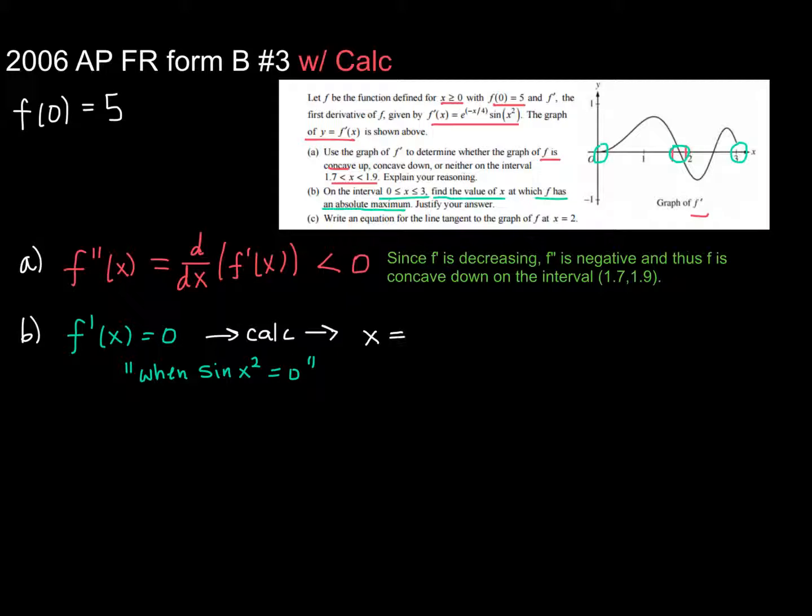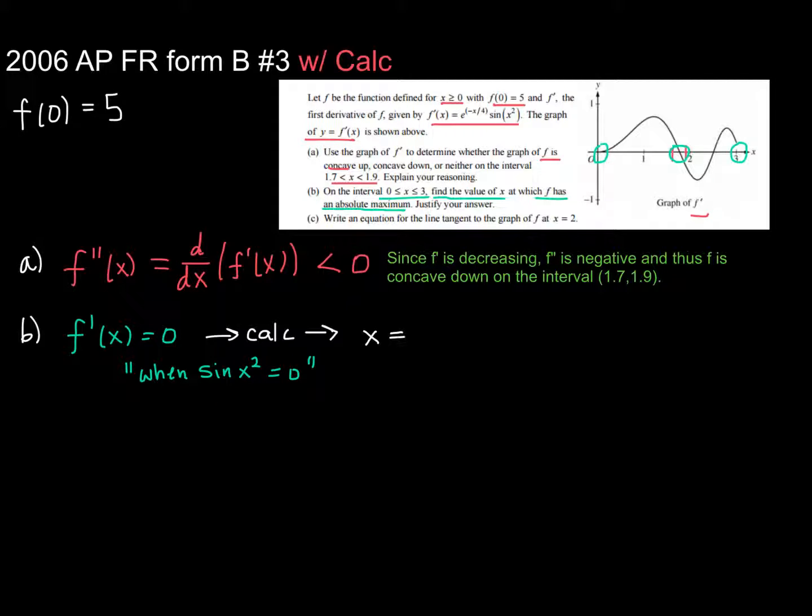Okay, so setting f prime equal to 0, the quickest way to do this, I think, whenever you're presented with a problem in which you have your calculator, is to take your function, f prime, graph it, and use your calculator to find that root here. But we should know, you can do this by hand pretty quickly, and you should know how to do this. If you set this equal to 0, e to anything is never going to be 0. So our only option is when sine of x squared equals 0.